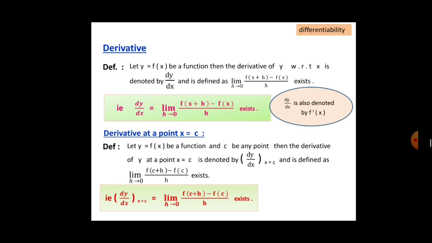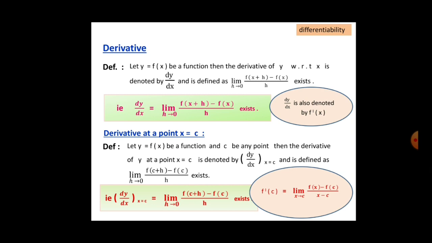See, dy by dx is also denoted by f dash of c, and this definition is rewritten in this way: f dash of c is equal to limit as x tends to c of f of x minus f of c divided by x minus c. So this is also called the definition of derivative at x equal to c.